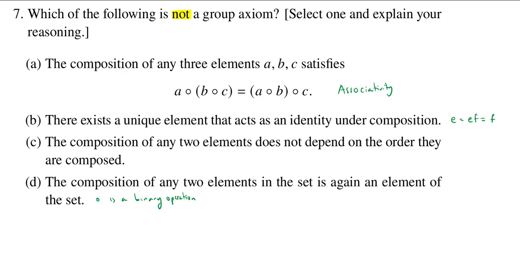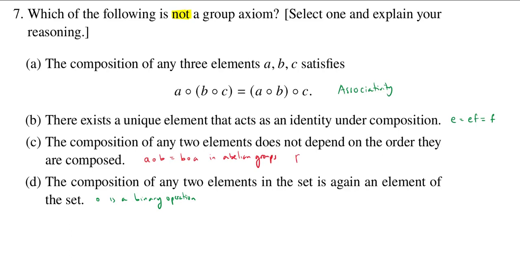The composition of any two elements does not depend on the order they are composed. I'm going to do this in red so we know it's not true. If I write this down, this is what it's translating to: the composition of any two elements, say an A and a B, doesn't depend on the order they're composed. So A composed with B would equal B composed with A. This does hold, but only in abelian groups. Now, it could happen in non-abelian groups, but it won't happen all of the time. And if it does, that's an extra condition, and that means you have an abelian group.